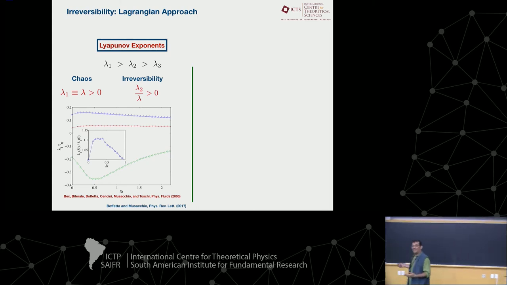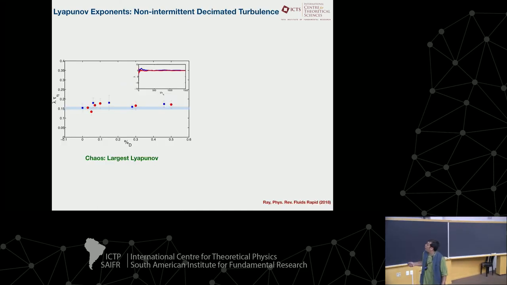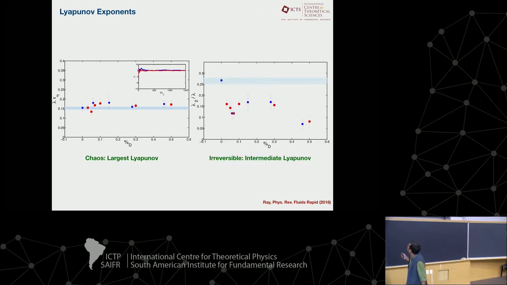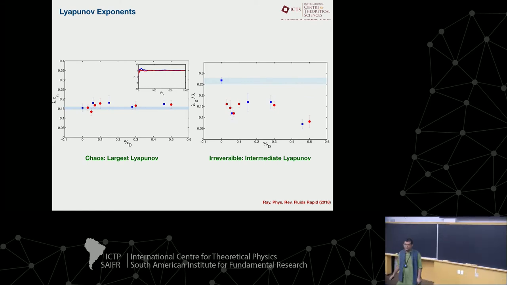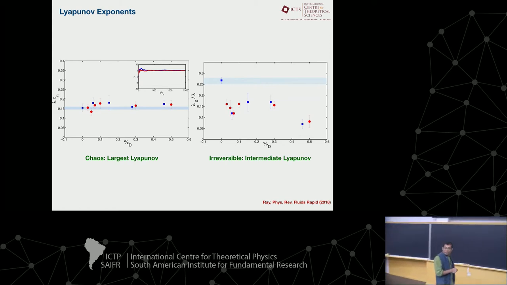It's not surprising that the flow is irreversible, because I have a Laplacian dissipative term. What's surprising, I'll show you in a minute. When we try to measure the Lyapunov exponent in the decimated case, both homogeneous and fractal, it really doesn't matter, what we found was that the level of chaos... The blue band is from all measurements, experimental and numerical, for three-dimensional flows.